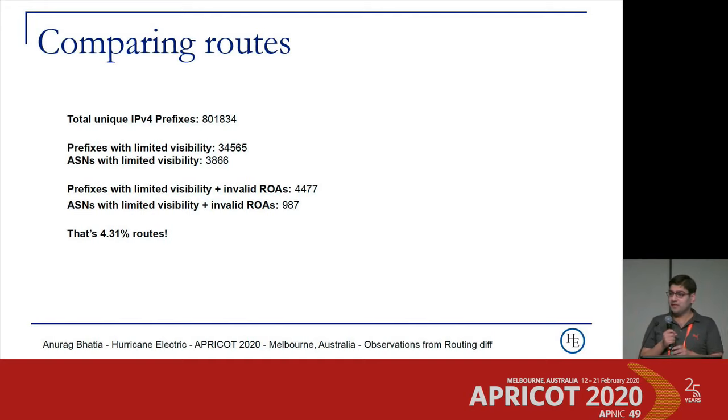As many engineers in the room might have already noticed, some networks are filtering based on RPKI, so that can be a possible reason. So I also tried to sort it in terms of how many of the 34,000 prefixes have invalid ROAs. The prefixes with invalid ROAs are somewhere around 4,000. That still does not explain the 30,000-plus odd prefixes, where either they have a valid ROA or have no ROA created at all, missing from these networks.